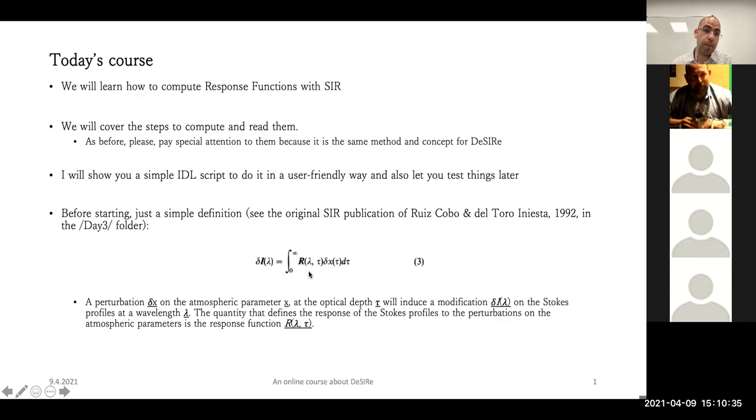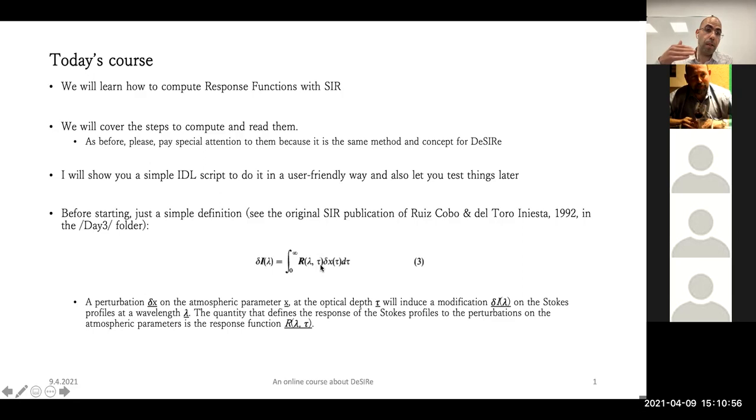And the important thing is that this, I think, is the key of modern inversion codes, and it was the key of SER. In fact, the code is named Stokes Inversion based on Response functions. And it was a big step with respect to the previous inversion codes, because in this case, we are adding information of optical depth.